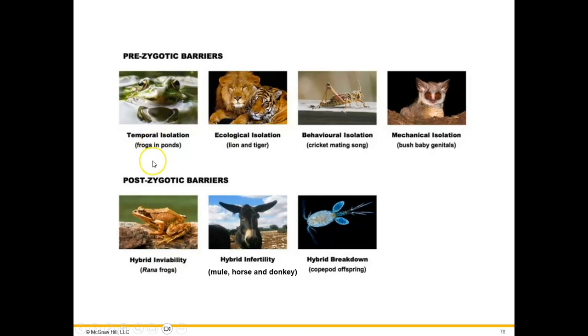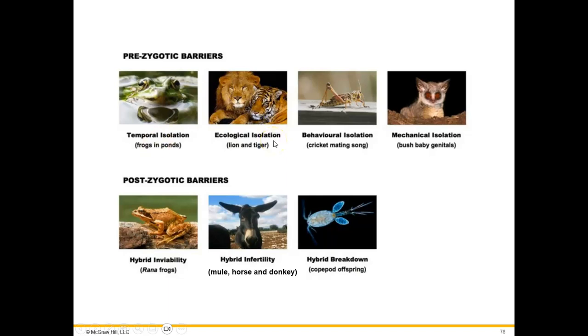So here are some examples of that with temporal isolation, where we're separated by time, the timing of our reproductive cycles. We've got an example of frogs in ponds. There are some frogs in ponds that exist with other species of frog where potentially they could mate, but because one kind of frog mates in the day and one mates in the evening, they're not going to sync up to be able to reproduce.